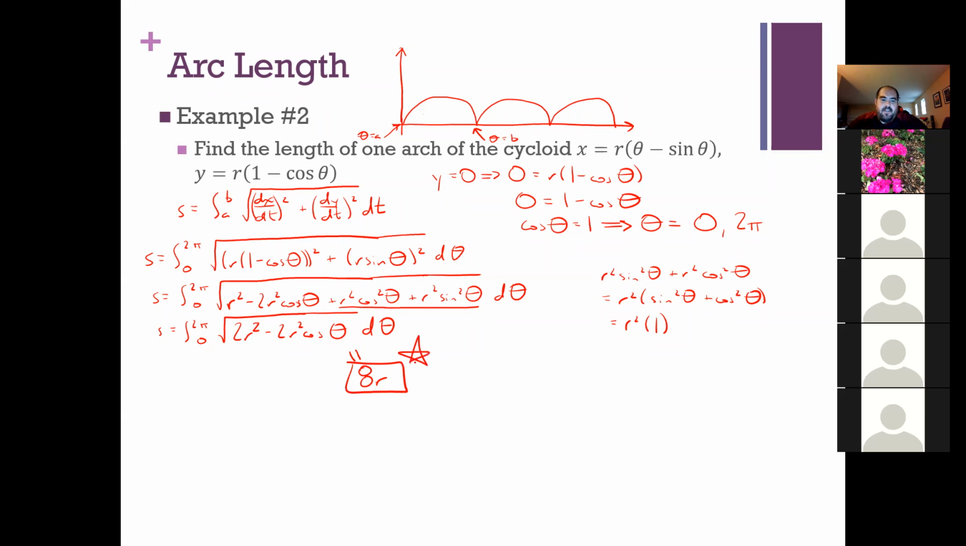So hopefully you accept that we're going to abbreviate this, but basically that comes up to be 8 times whatever the radius is. And if you want to look more into that, that involves some trig identities, but yeah, I'd rather just move on. All right, any questions on this arc length example?